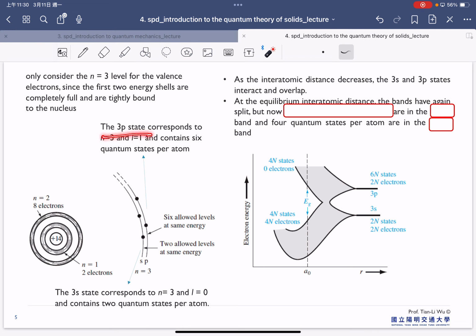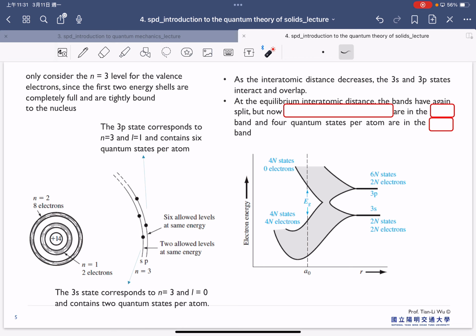The 3p states correspond to n equals 3 and l equals 1, and contain 6 quantum states per atom. And we also have a 3s state corresponding to n equal to 3 and l equal to 0, which contains 2 quantum states per atom. That's probably still very vague for you, but you have to think about this. If you don't understand, just go back and check the textbook. If it's your first time hearing about this, it's always confusing. But if you think about this and look at some more material, you will be able to digest it.